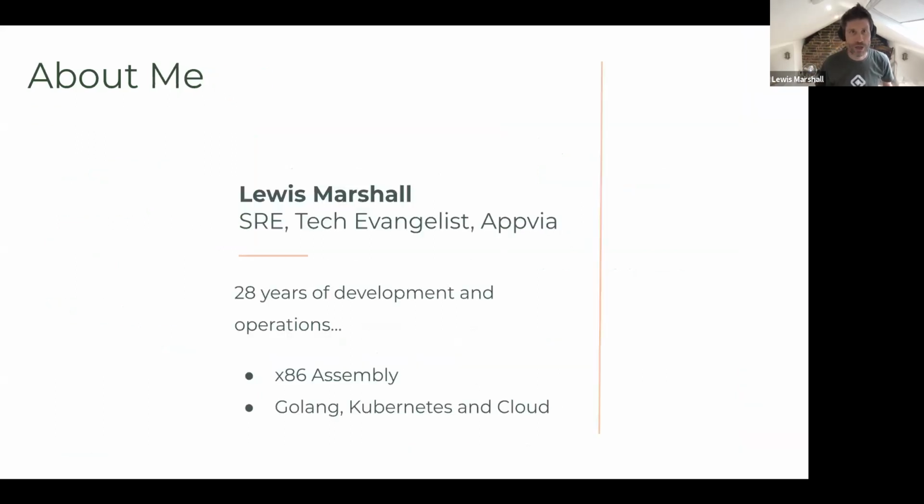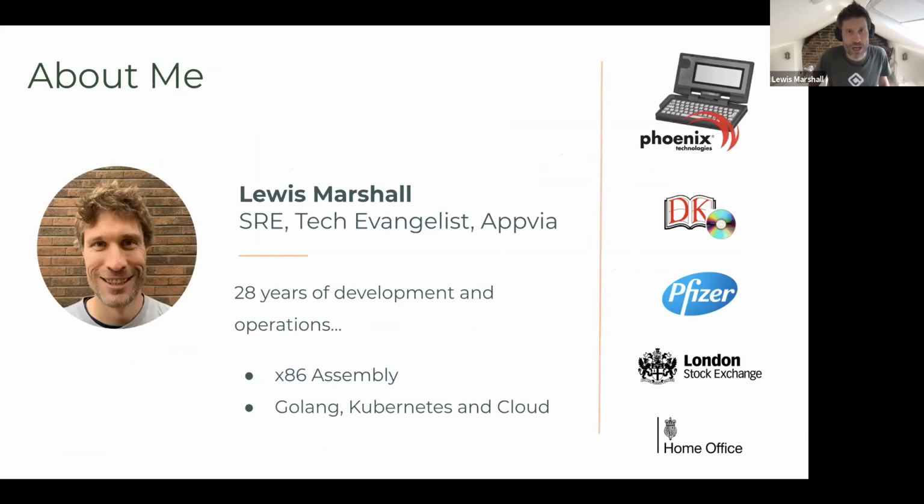So without further ado, a little bit about myself. I'm a site reliability engineer, which is the product area we work in. I'm a developer on our product core, and I'm also a tech evangelist, so we'll see how that goes. I've had over 28 years, scarily, of development experience with an operations slant all throughout my career, although 8086 assembly isn't very traditional operations these days. I now work with Golang, Kubernetes and cloud. I've worked across many sectors and in startups, and here I am in a startup again.